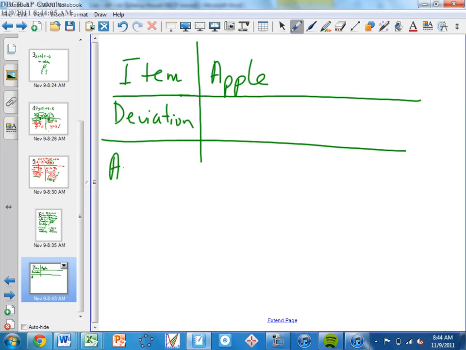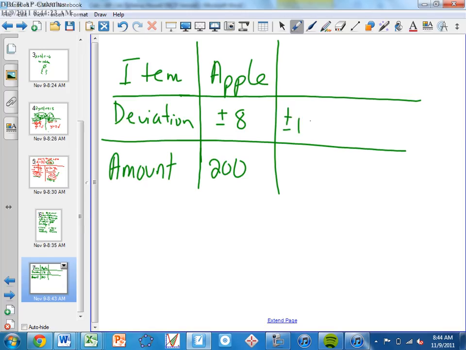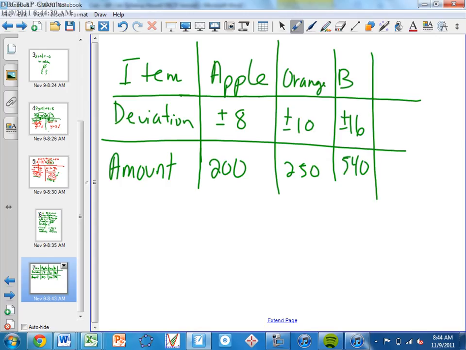So we have item, deviation, and amount sold. Apples. There are 200 apples sold every week on average, plus or minus 8 apples. So there could be 192 apples sold one week, there could be 208 apples sold another week, any range in between there. For oranges, you have plus or minus 10 with 250 sold. For bananas, you have plus or minus 16 bananas with a total of 540 every week. We'll have pears, we'll have mangoes, and we'll have pineapples.